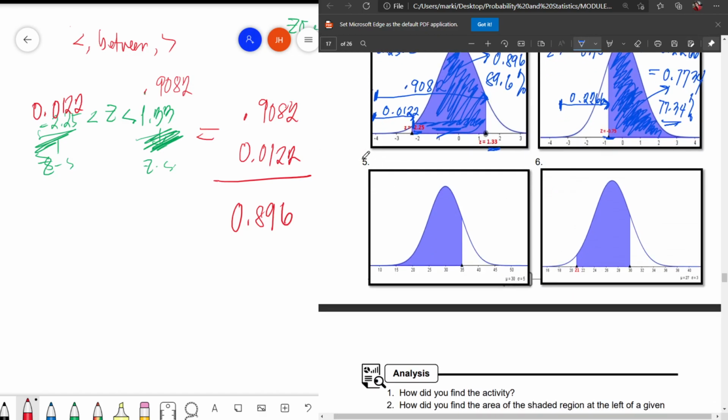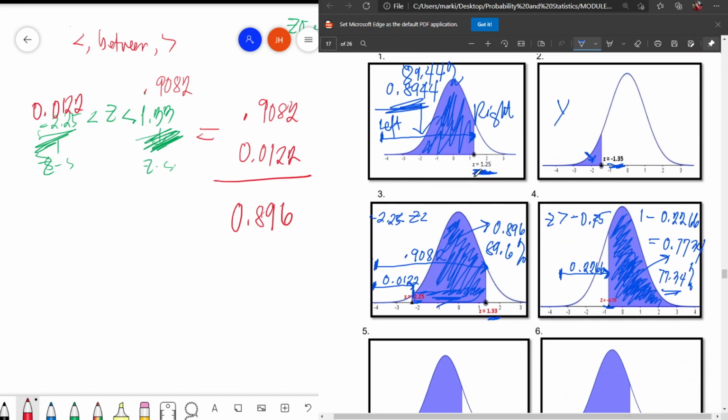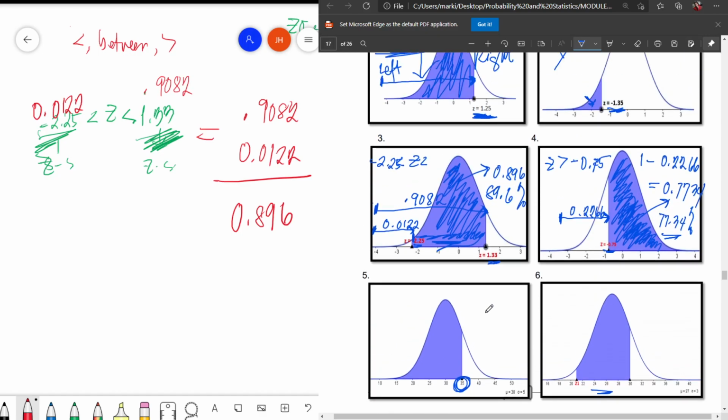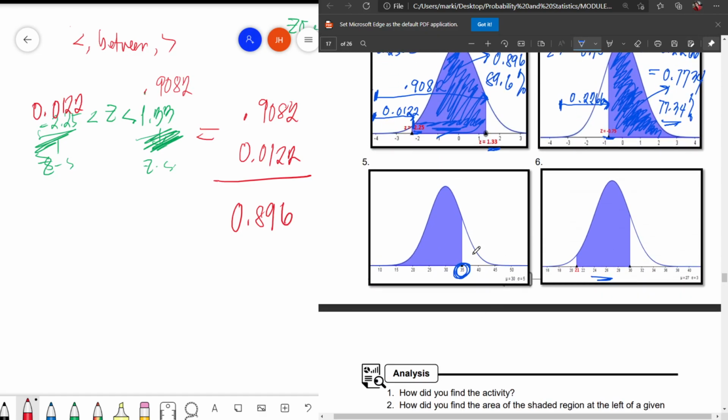Same procedure itong number 5. Ano to? Less than or greater than? Or between? That's correct. That is less than. So, less than lang to ha. And by the way, as you can see here, lesson number 3, the normal value. So, i-standardize muna natin ito para maging z-score na siya. The same thing sa number 6. After nyo ma-standardize, go back ulit kayo sa procedure na ito. Okay? Kasi hindi nyo magagamit ito pag hindi nyo na-standardize if it is raw or the normal data lang.